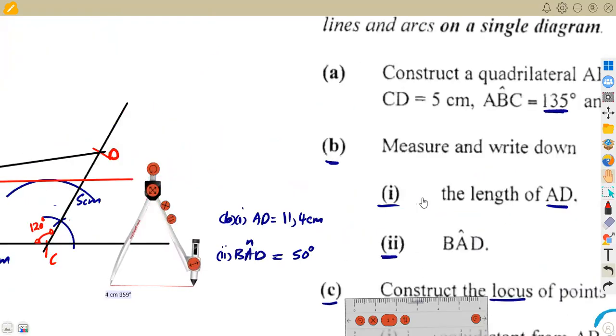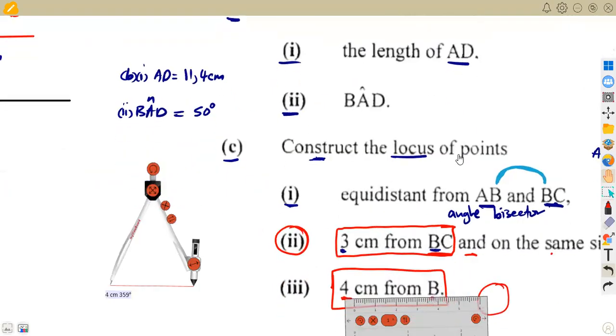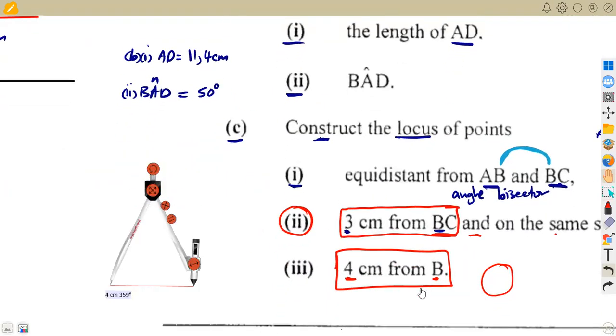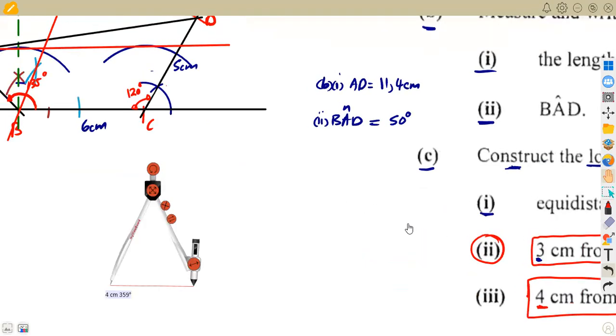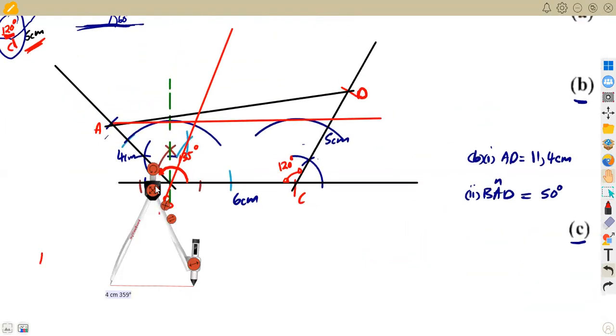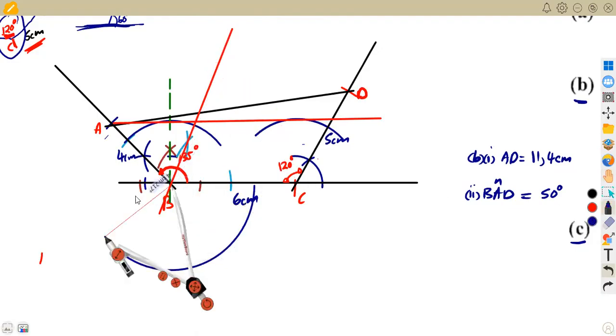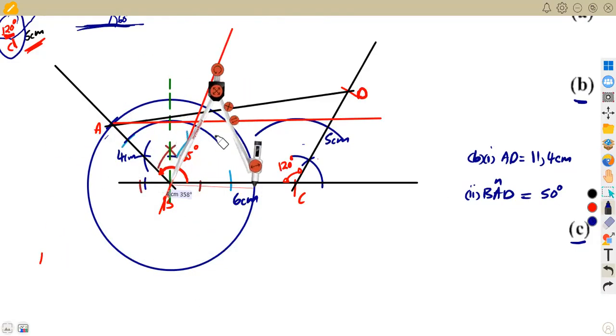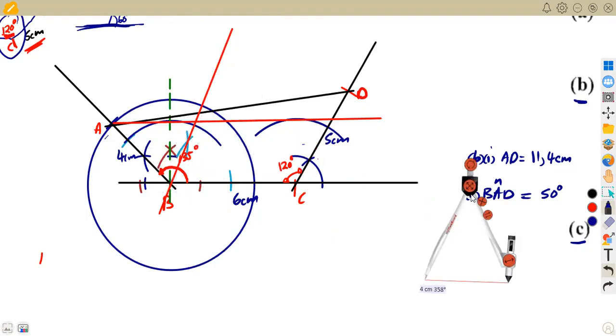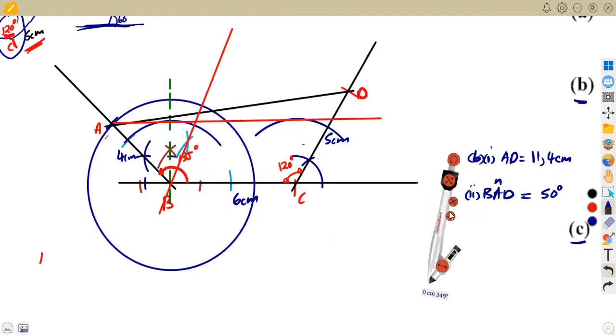Let me cross check again. Is it 4 centimeters? All right, 4 centimeters from what? From B. All right, so you measure 4 centimeters. Then from B, you place the needle point at point B. You can draw a circle that is 4 centimeters from a fixed point. So what you are going to obtain there is a circle. All right, so that is the locus of points equidistant from a fixed point.